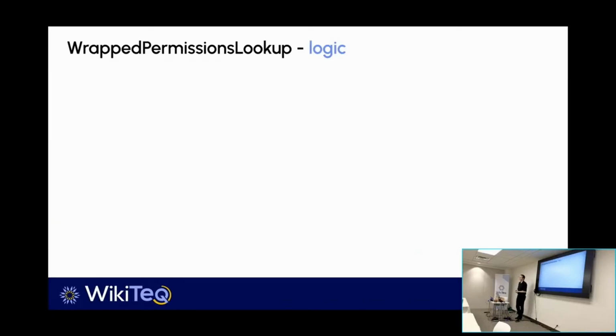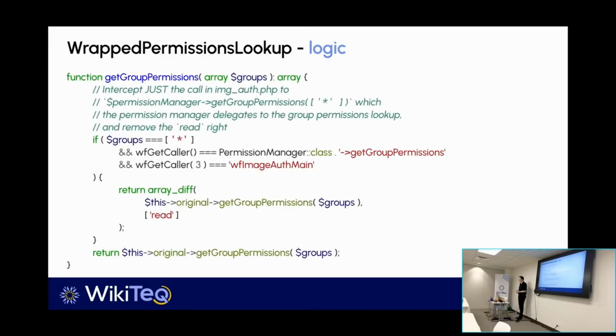So what does this wrapper look like? Well, for all the other methods, other than get group permissions, it'll just delegate to the original. But in this one call, when the immediate caller is from PermissionManager, getGroupPermissions, and the caller before that is WF image auth main, then we're going to do something else.